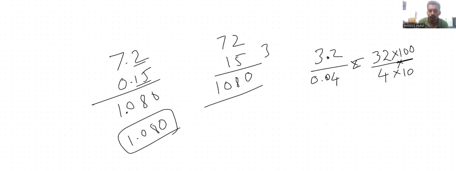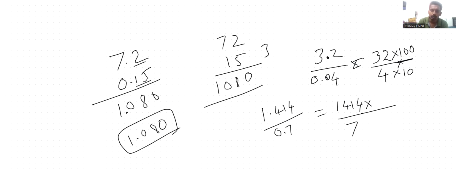Suppose 1.414 by 0.7. Then it is like 1414 by 7. Now the denominator has 1 decimal place, which means numerator into 10. The numerator has 3 decimal places, which means the denominator gets 3 zeros, 1000. Then you should do the division as you learned in the previous chapter.